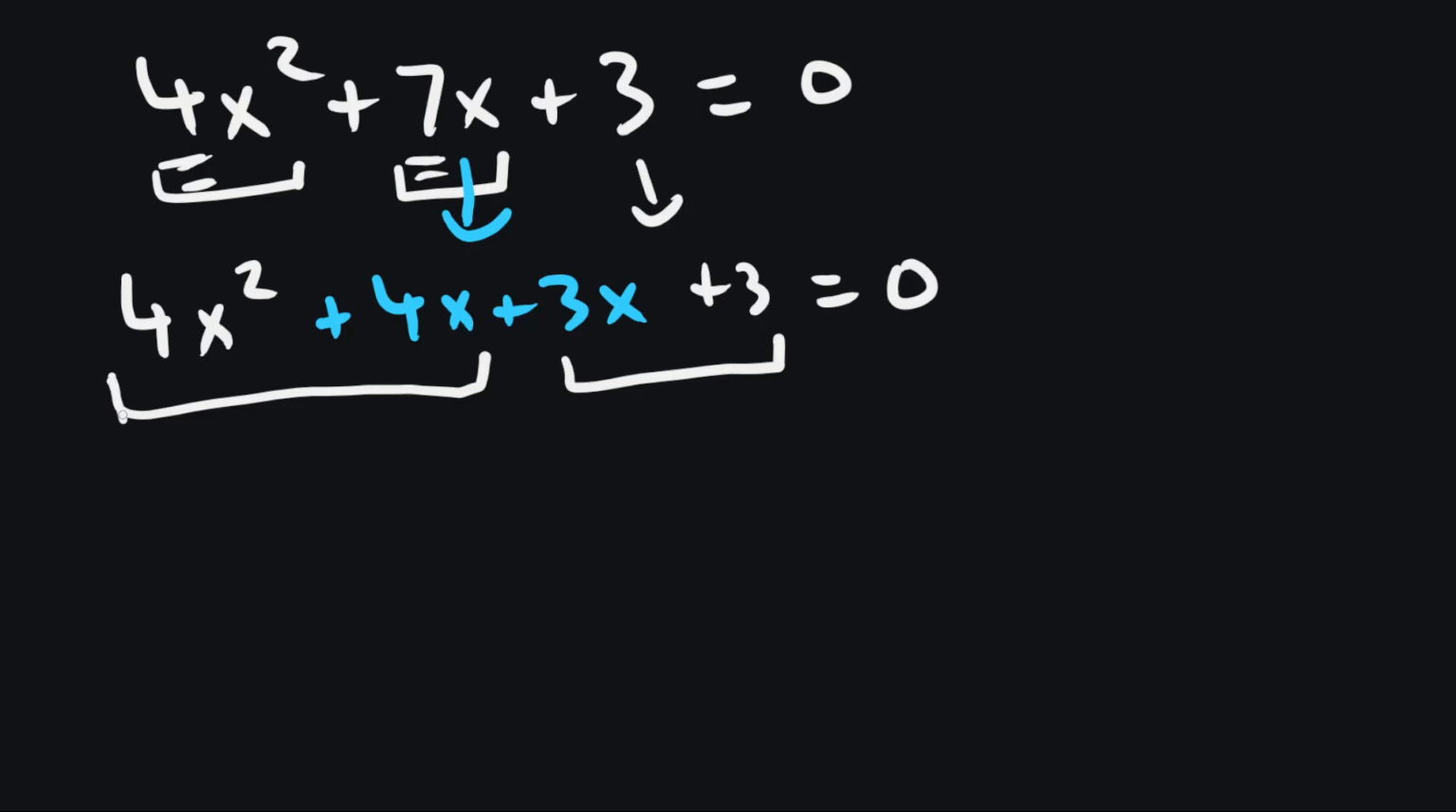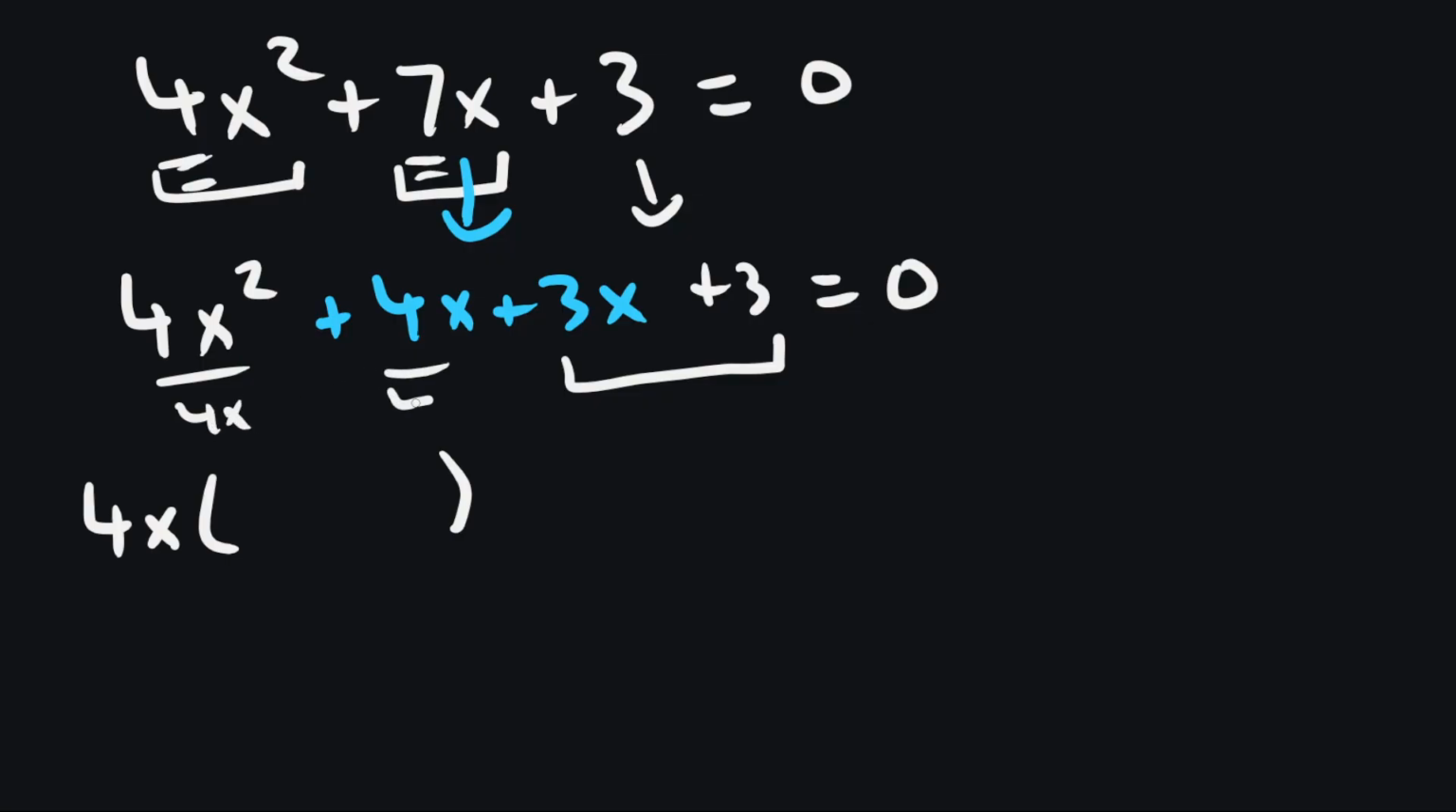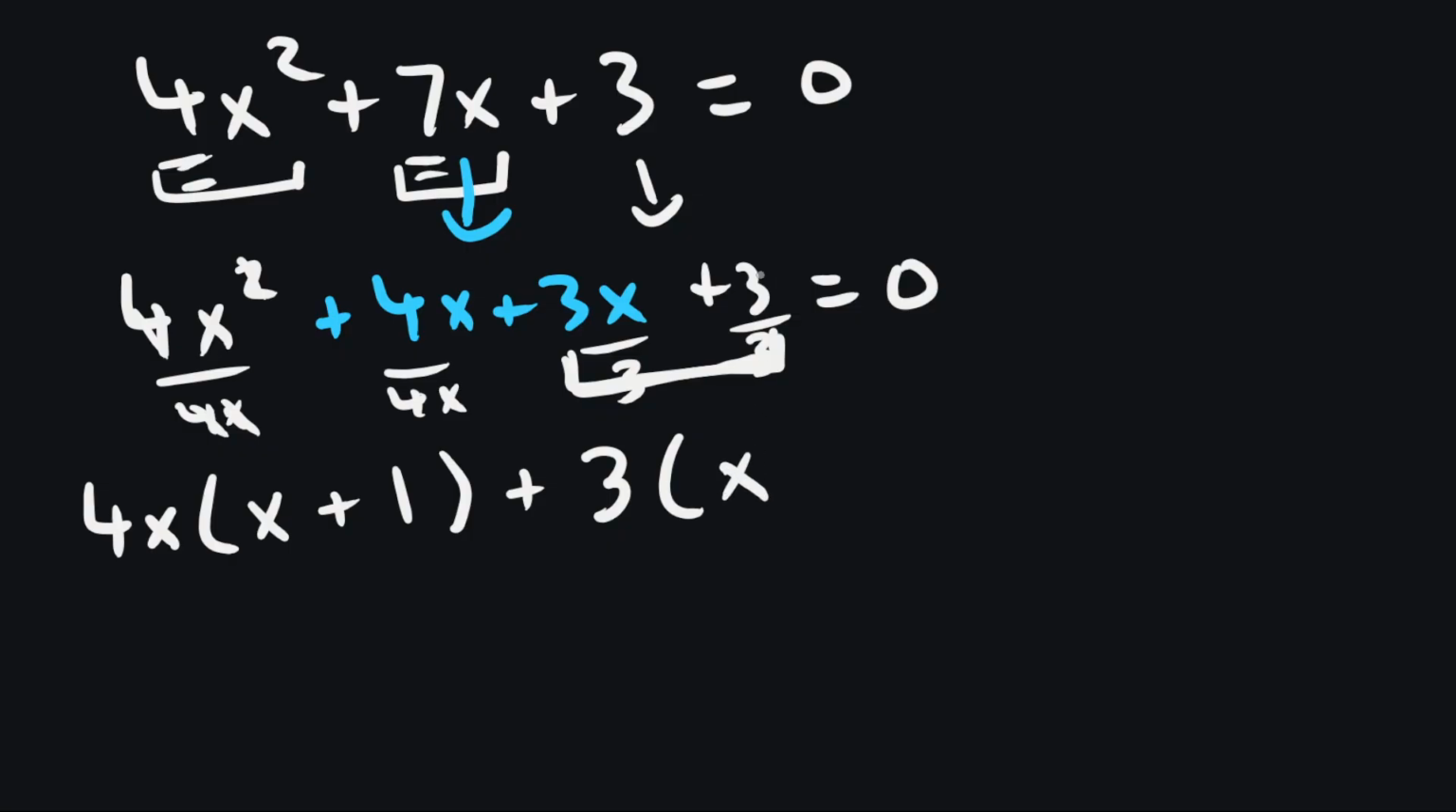Now we can factor. What is the greatest common factor of just these two terms, 4x squared and 4x? That is 4x. We'll set up the parentheses and divide each term by 4x. 4x squared divided by 4x is simply x, because the 4's cancel out and one of the x's cancels out. And 4x divided by 4x is 1, so plus 1. Now let's factor the other two terms. 3x and 3 have a greatest common factor of 3. 3x divided by 3 is x, plus 3 divided by 3 is 1, equals 0.